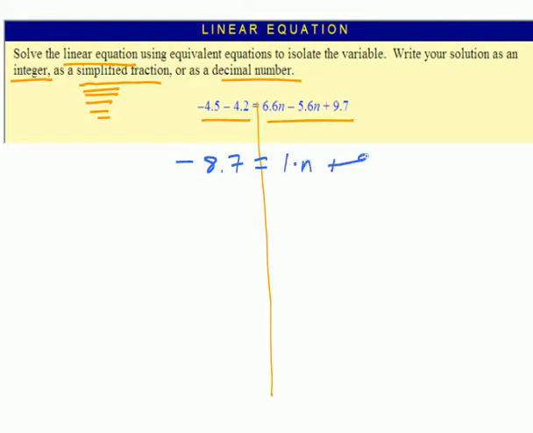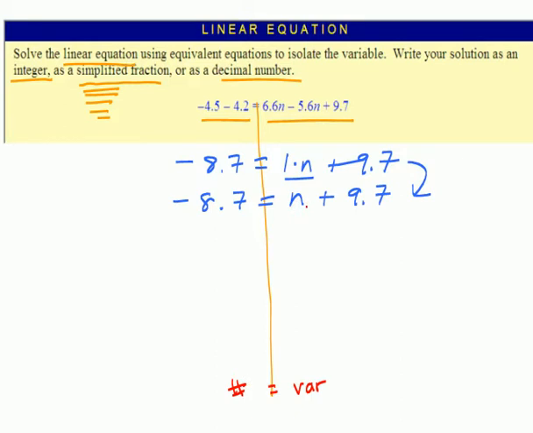Now I'm going to say, okay, that 1n, I'm just going to rewrite this as just n plus 9.7 equals -8.7. So we haven't changed anything from here to here. I just rewrote 1n as n. So it looks like we're going to have our variables on the right and our plain old numbers on the left. So the n is the only variable term we see, so he can stay there. We don't have to do anything with him.